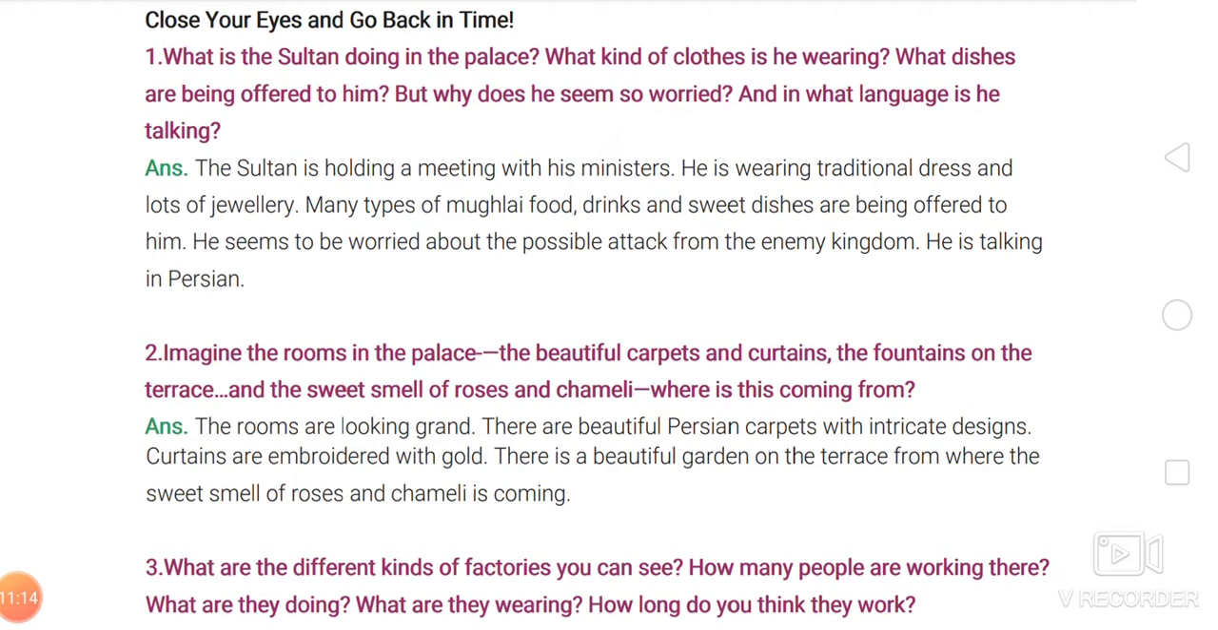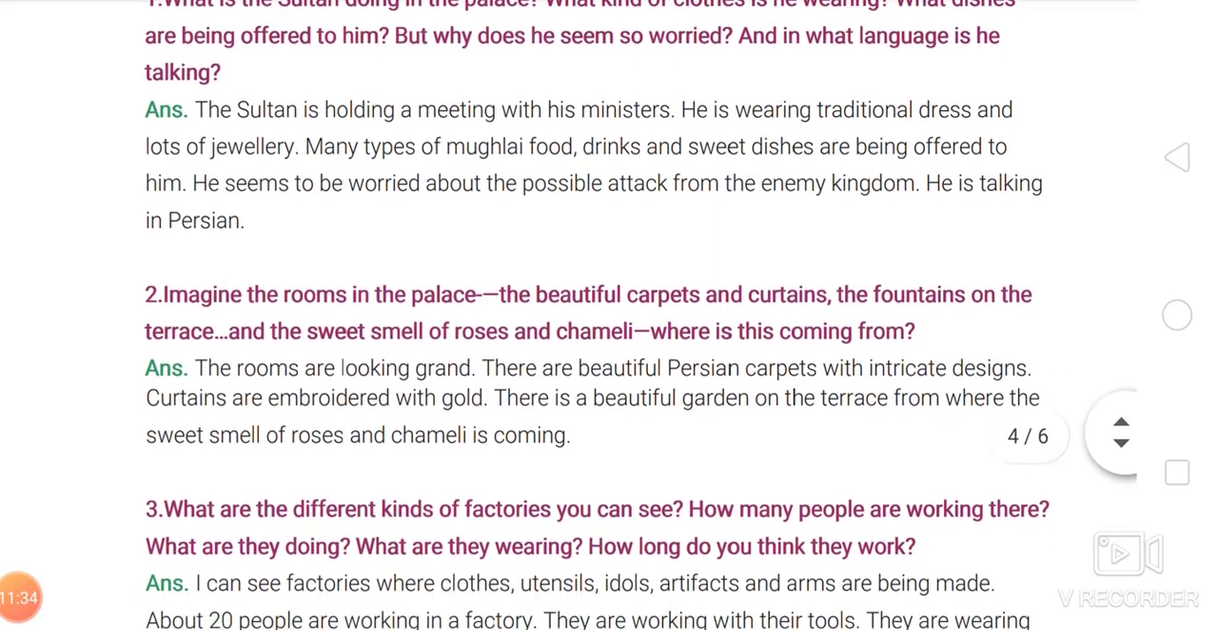The Sultan is holding a meeting with his ministers. He is wearing traditional dress and lots of jewelry. Many types of Mughlai food, drinks, and sweet dishes are being offered to him. He seems to be worried about the possible attack from the enemy kingdom. He is talking in Persian.